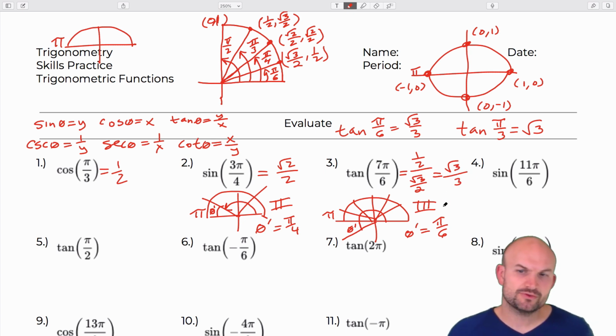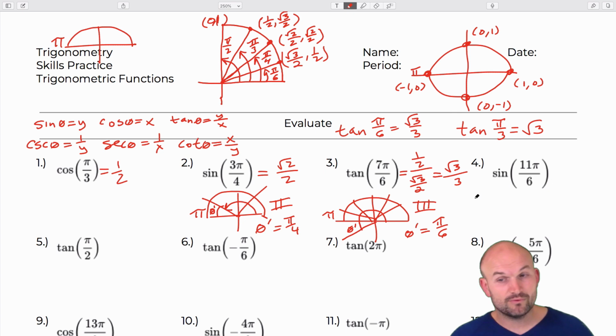But you can see that answer is going to be square root of 3 over 3. Now let's get to one where actually the sign is going to change. So we're going to do the same thing.